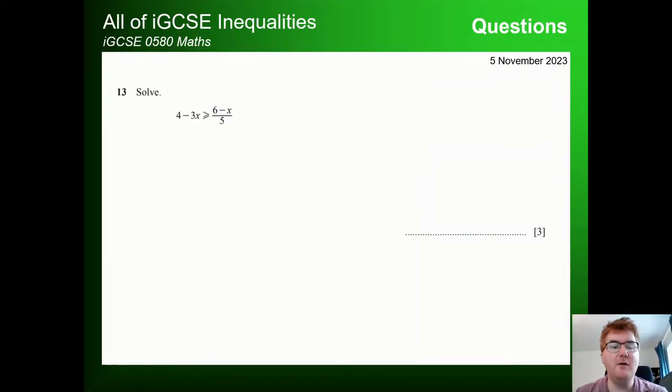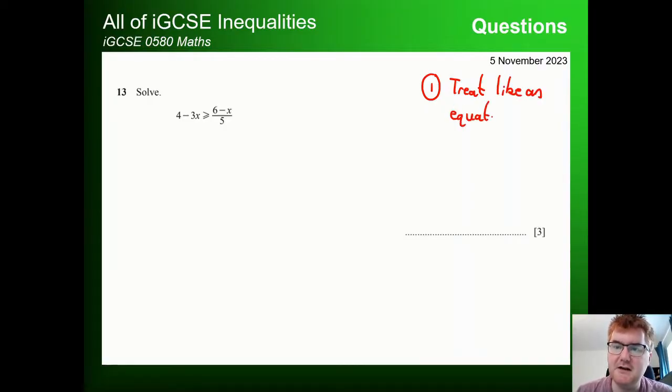Now let's have a look at question 13 here. So we need to solve this fairly difficult looking inequality here. Now, there's a couple of rules that I generally use with inequalities. Number 1, we need to treat it like an equation. That's the first thing to remember. We treat it like an equation. However, if we ever multiply or divide by a negative number, and we will see this at some point in this video, then we have to switch the sign.